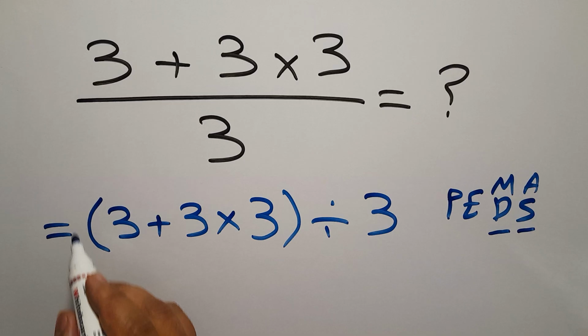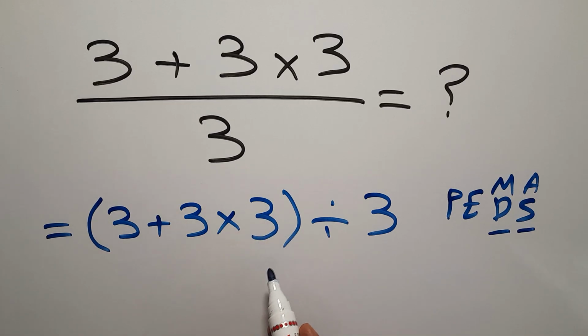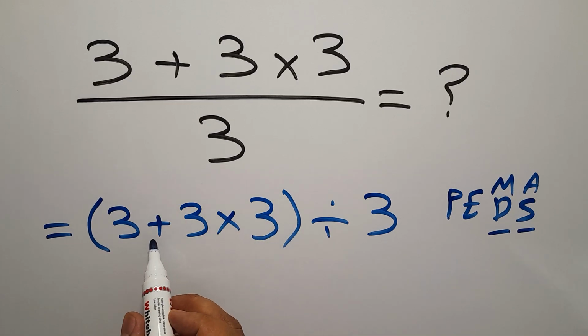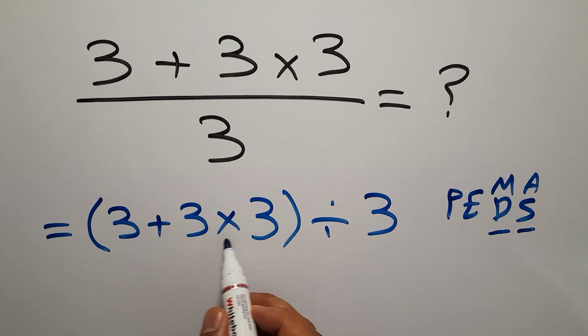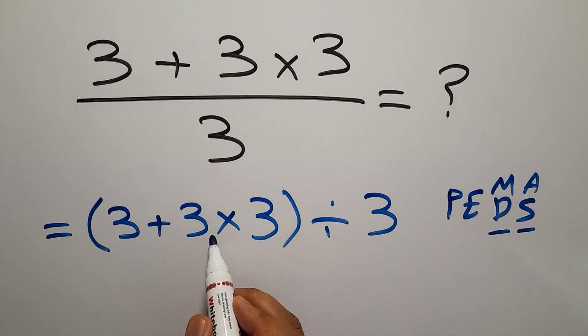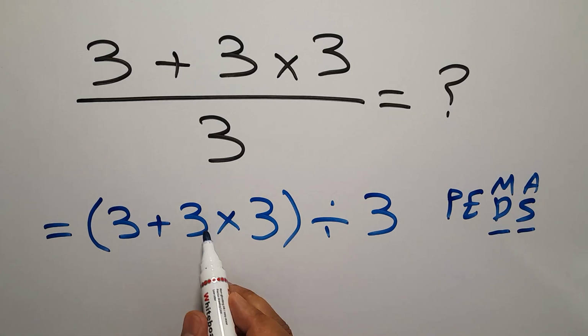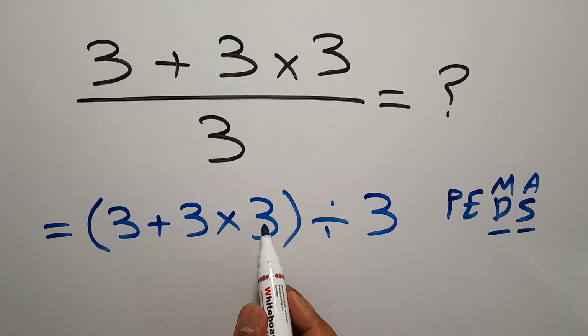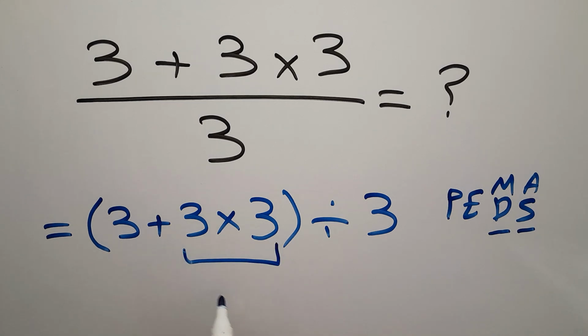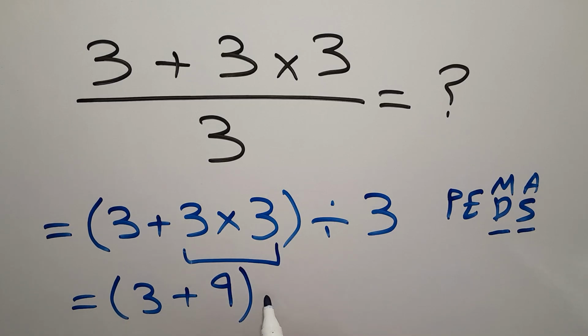So here, first we have to do these parentheses. Inside these parentheses, we have one addition and one multiplication. In PEMDAS, multiplication comes before addition. So first we have to do this multiplication. 3 times 3 gives us 9. Okay, so we have 3 plus 9 divided by 3.